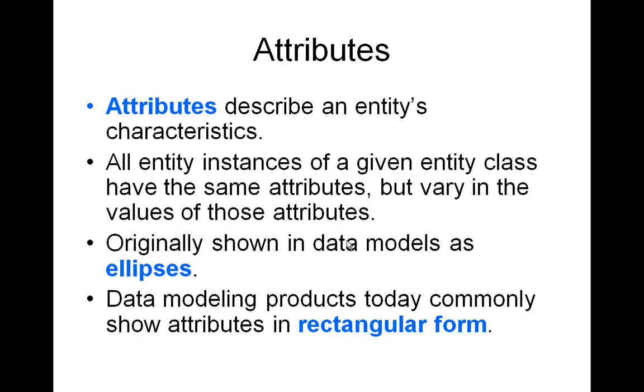The characteristics of an entity are called attributes. All entity instances of a given entity class have the same attributes, but vary in the values of those attributes. We can represent the attributes in the data model with ellipses or, as in newer data modeling products, with a rectangular form.